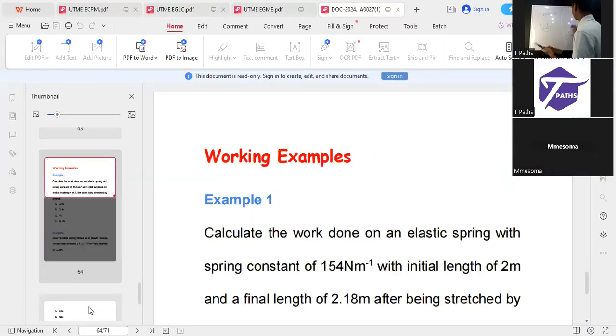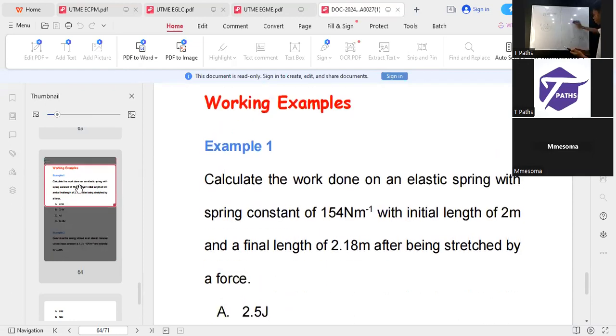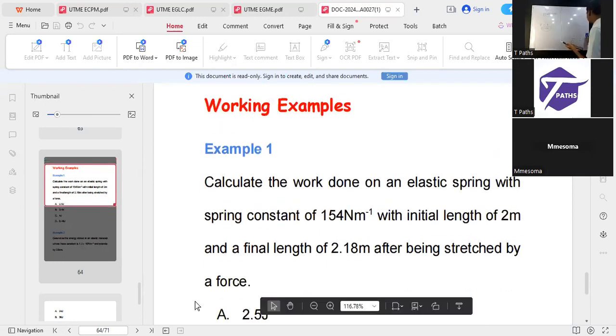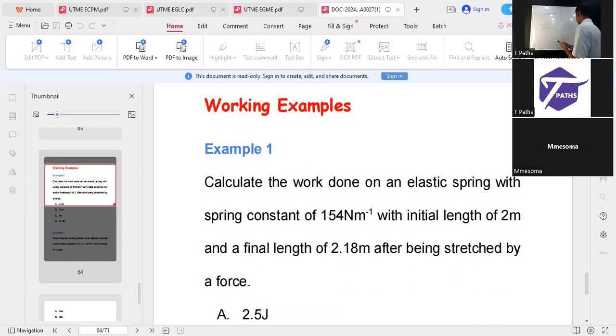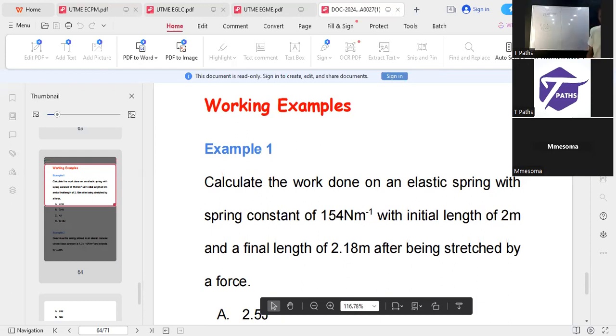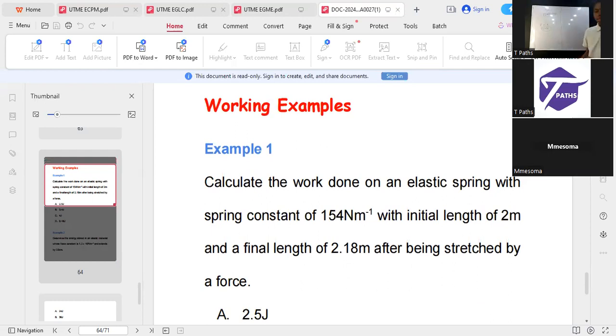And then I'll still break it down for you guys to follow. All right, it says calculate the work done on an elastic spring with a spring constant of 154 Newton per meter, with initial length of 2 meter and a final length of 2.18 meter after being stressed by a force. So what I'm going to do is write down my parameters here.